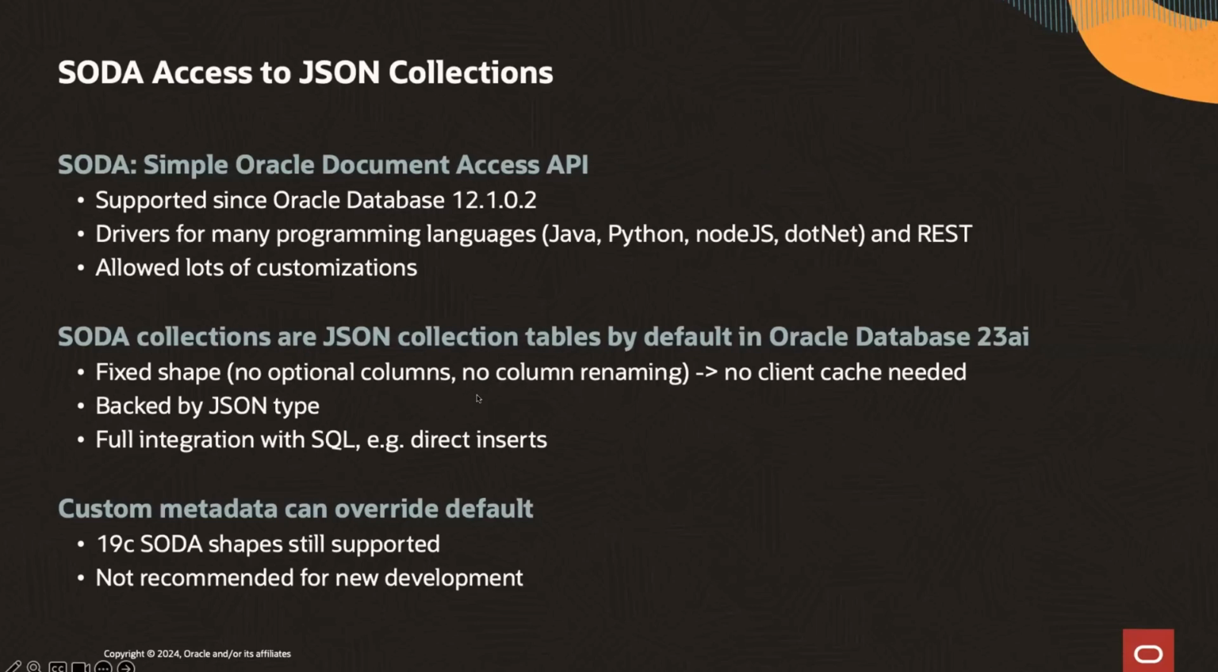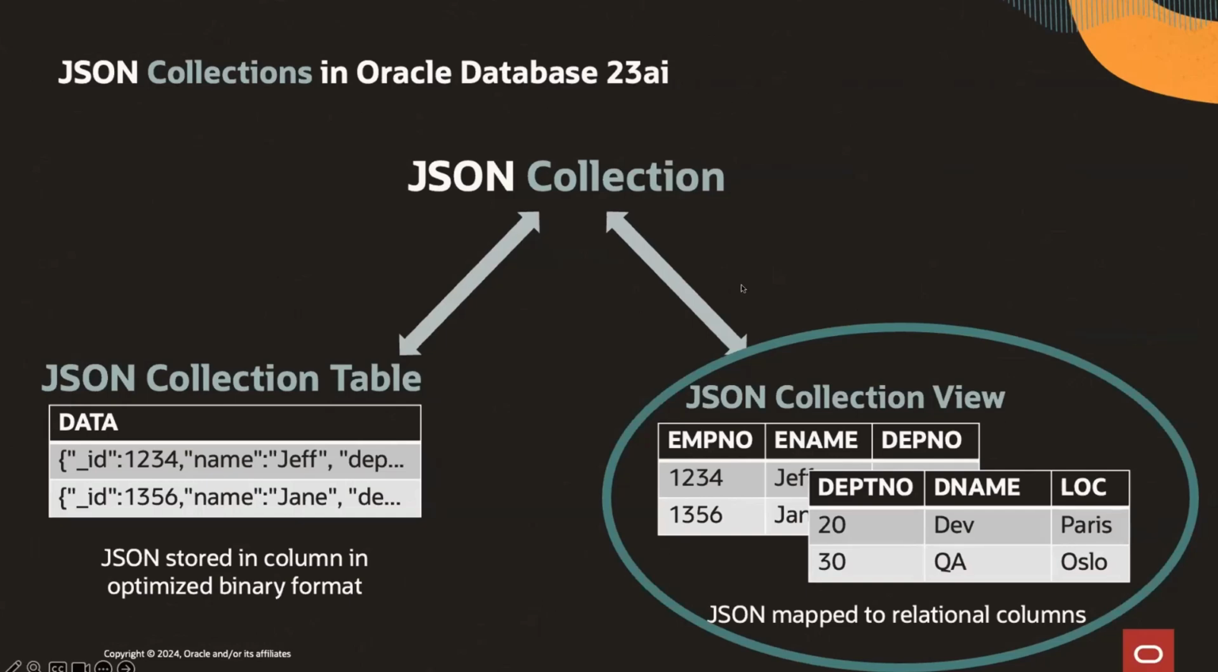And they're backed by the JSON type. They're fully integrated with SQL, like Madhu showed. What's also possible is to do a direct insert. So you can do an insert as select into a JSON collection or into a Soda collection, and it will auto-generate the key. This was something that Soda didn't do as nicely prior to 23 AI. If you want to continue using the old Soda shapes, that is still possible with custom metadata. But we really recommend using that new, simpler shape going forward. If you already use Soda, nothing changes for you. If you start using Soda, it will be backed by JSON collection tables. So we're still continuing with Soda.